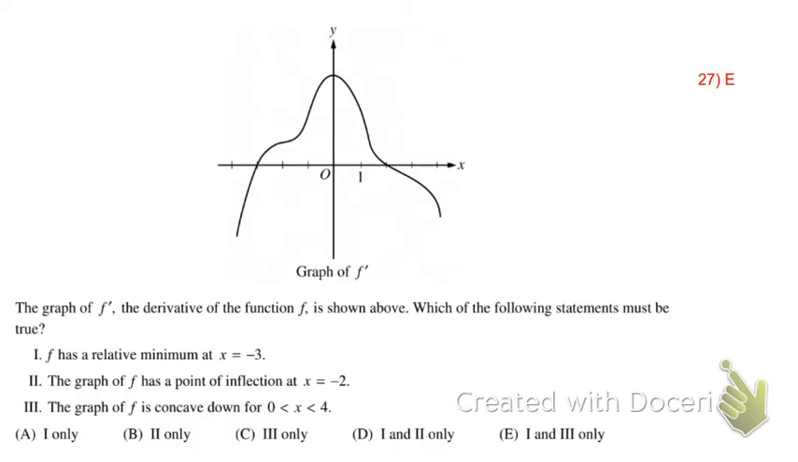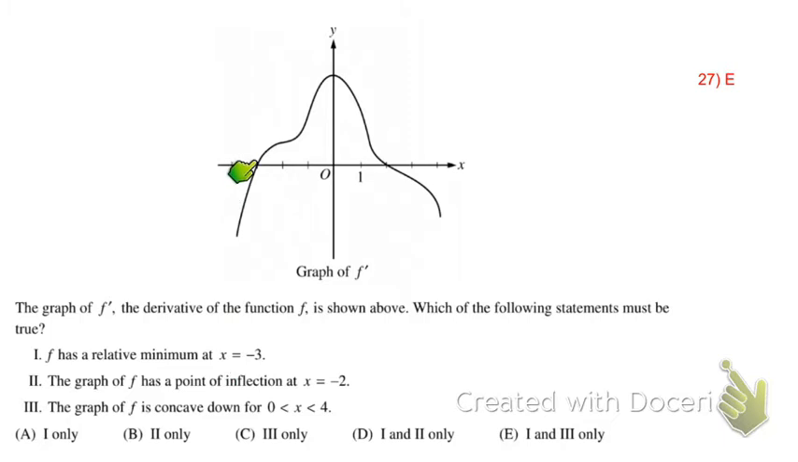This next question we do not need a calculator for. It says the graph of f prime, which is the derivative of f, is shown above. Which of the following statements must be true? So again, this is the derivative. F has a relative minimum at x equals -3.